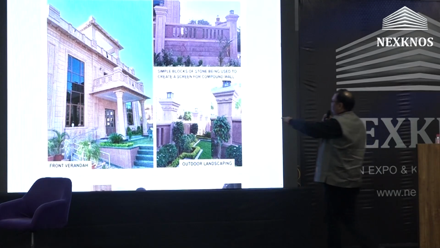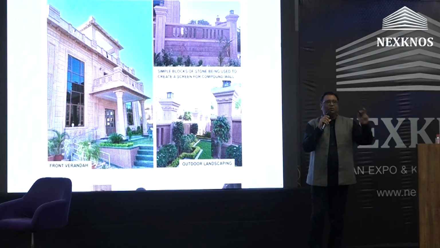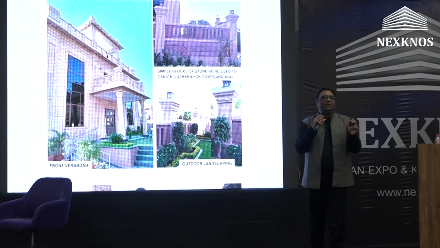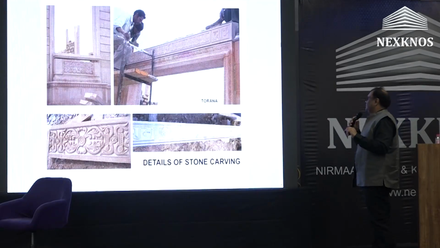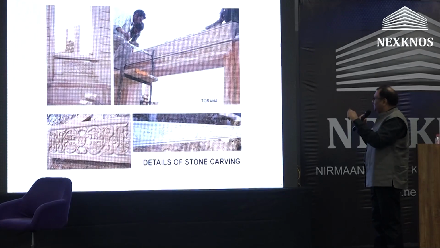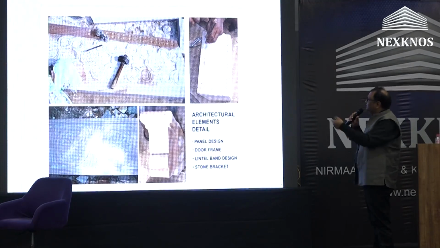If you see the columns here, or the compound wall, only simple blocks were put, in the dimension in such a way that it's just one angle where you can see through it. As soon as your eye moves, you're not able to. Just putting it together at different ends. These are some of the other detailed pictures where the stone carving was done on the same stone. This is how it has been done.